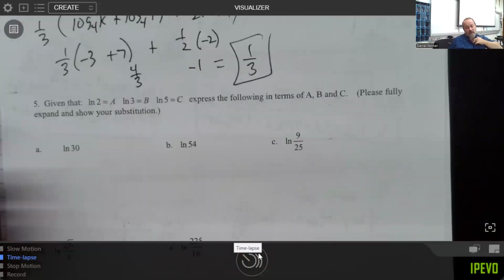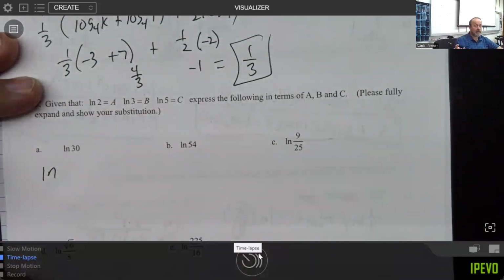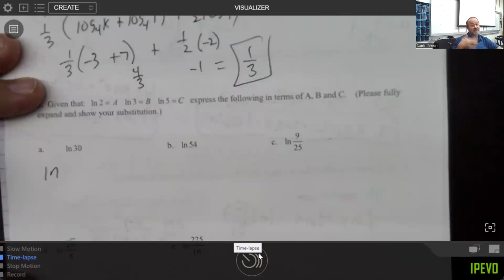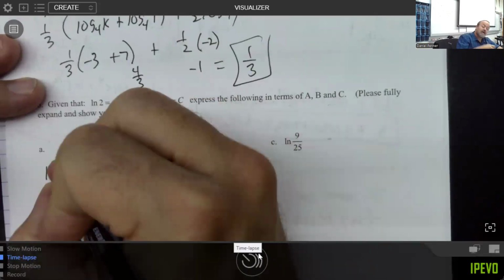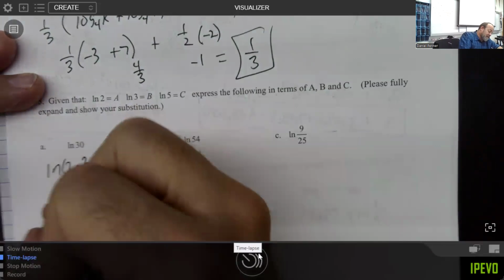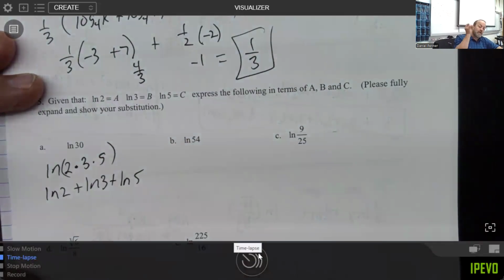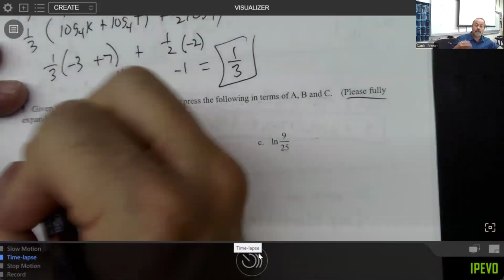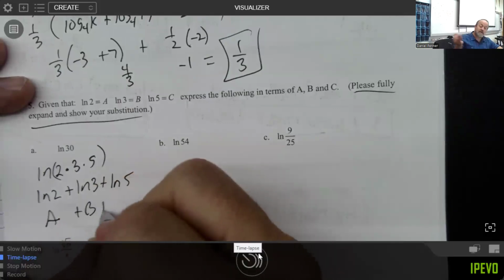Now, this is actually the kind of question I really like to put on tests and quizzes because it forces you to show that you understand what's going on. When I look at the number 30, my mind immediately goes to, well, 30 is two 15s, and a 15 is a 3 and a 5. So I could say 2 times 3 times 5 would be 30. And that means I've got the natural log of 2 plus the natural log of 3 plus the natural log of 5, because remember, you can separate them as individual pieces. And please notice it says, please fully expand first. So that was A plus B plus C.